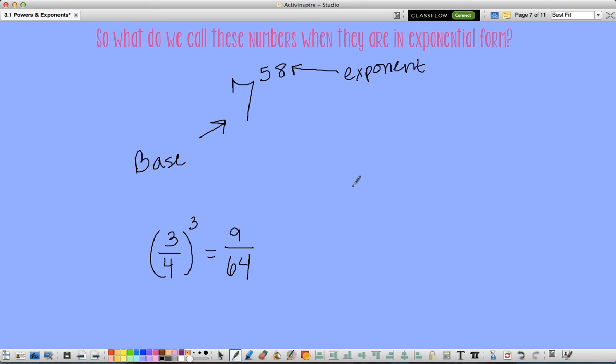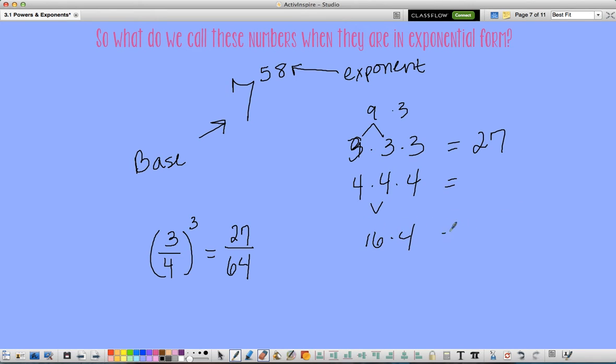Okay, because remember, 4 to the third power means 4 times 4 times 4, and 3 to the third power means 3 times 3 times 3. So it's actually not 9, it's 27. It's easy to make that mistake of doing 3 times 3 and 4 times 3, but you know that 3 times 3 is 9, times another 3 is actually 27. 4 times 4 is 16, times 4 is going to be 64.